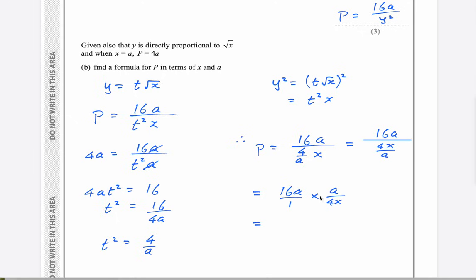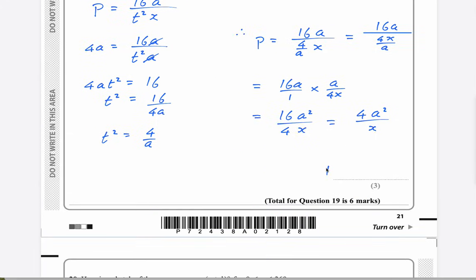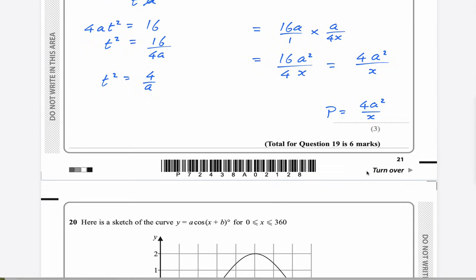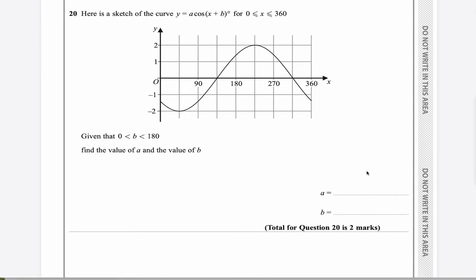And then I get 16a squared over 4x, and then the 16 over 4 cancels, so 16 divided by 4 is 4, so I get 4a squared over x, which is obviously quite a tricky question, guys. And this is then p, that's only 3 marks. P is equal to 4a squared over x. Okay, that's question 19. Question 20.